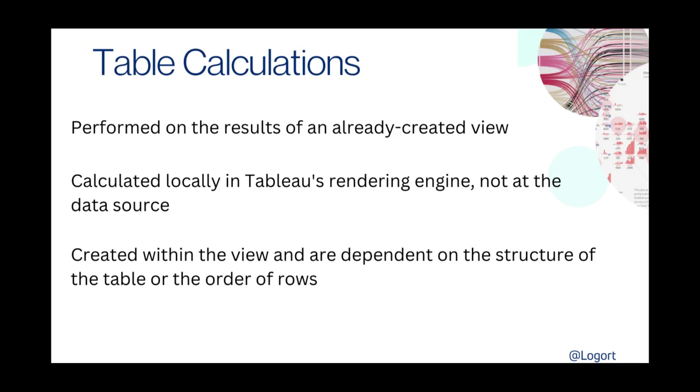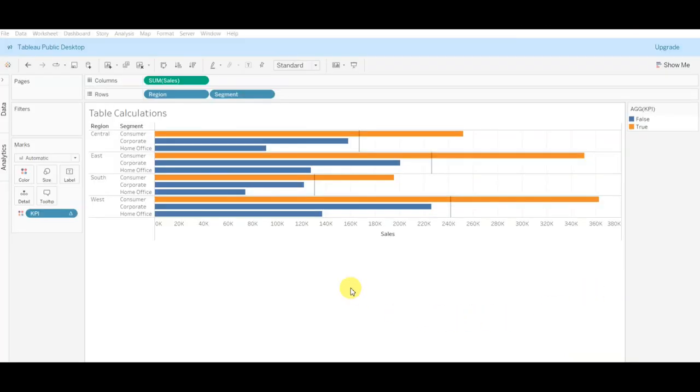Let's see an example. In this visualization, we are looking at the segment-wise sales in each region in comparison to the average sales of that region. The reference line in each pane corresponds to the average sales within that region. If the sales of any segment is below the reference line or below the average sales of that region, it is highlighted blue, otherwise orange. Such types of calculations can be easily performed using table calculations. In future videos, we will look at how to create such visualizations in Tableau.